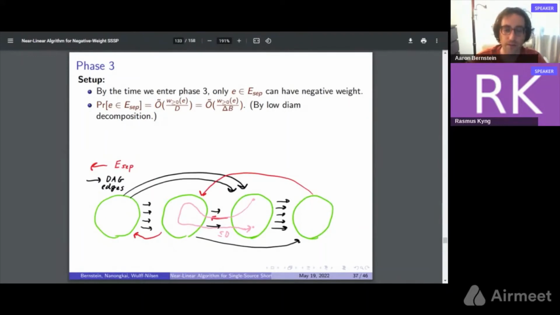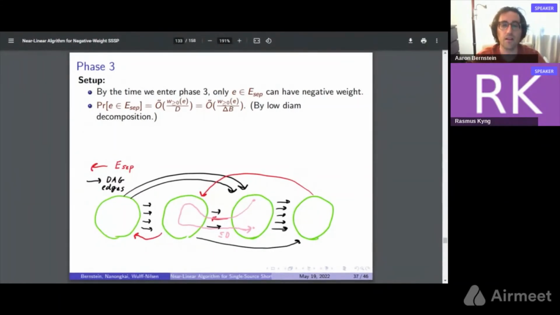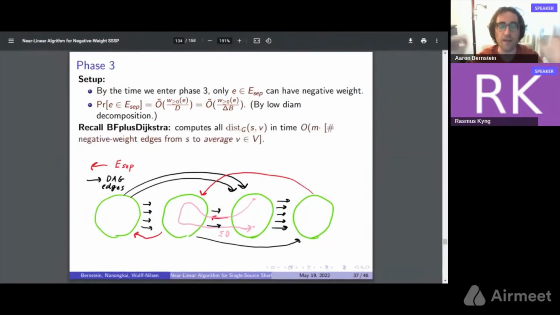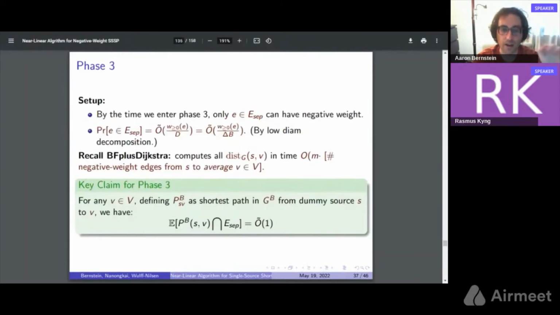So in particular, what we want to prove is that we have this algorithm, BF plus Dijkstra, which works well if you have few negative edges on average. So we want to show that every shortest path on average has few edges from ESEP. And ESEP are the only negative edges because we've already fixed all the other negative edges. So as long as we can show there are few edges from ESEP, we're done. How do you prove that?